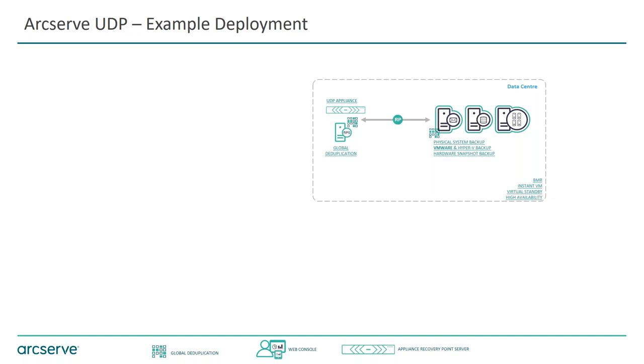Now, UDP also has the ability to offload to tape. A lot of our customers, especially in the public sector and other heavily legislated organizations, need to keep certain data sets for very long periods of time, such as 10, 15, 20 years plus. So for those organizations, tape still offers a very cost-effective way to retain and hold certain backup sets for very long periods of time. So we've got full integration into tape using our UDP technology, and we can actually do granular restore straight from tape as well if required.